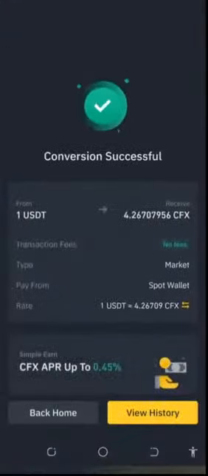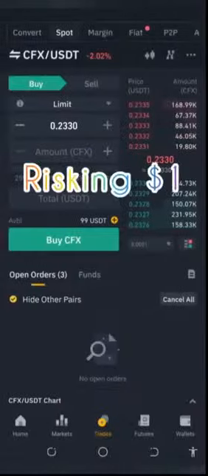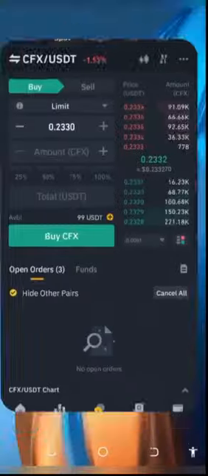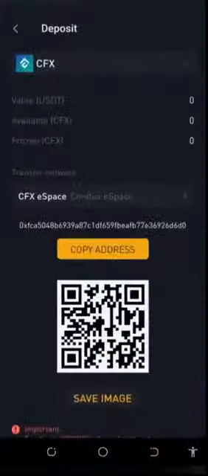So what do we have? We've got 4.26 CFX. Okay, let's go ahead and do this. We're just risking $1. That's fine. So we have $99 left. Next, we have to go and get the withdrawal address. It's currently CFX eSpace. So we're just testing this out. If this works, keep your fingers crossed, we're coming back to do this trade live.